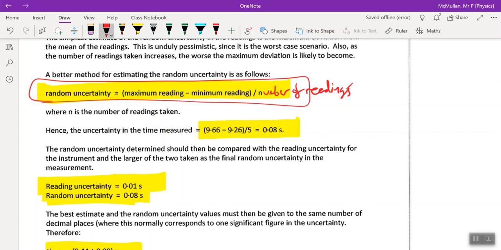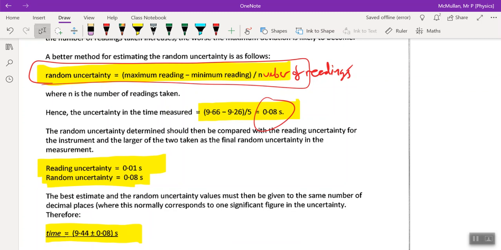So here, the maximum 9.66, take away the minimum 9.26, divided by 5, that's how many readings we used, tells us that the random uncertainty is 0.08 seconds. The reading uncertainty and the random uncertainty together show 0.01 seconds and 0.08 seconds.